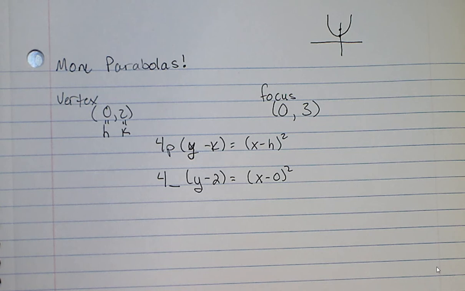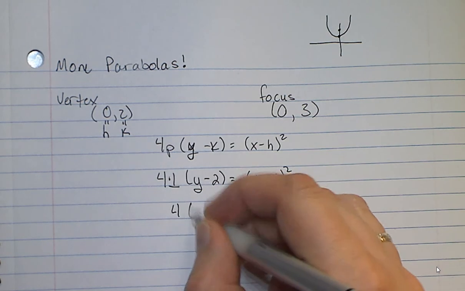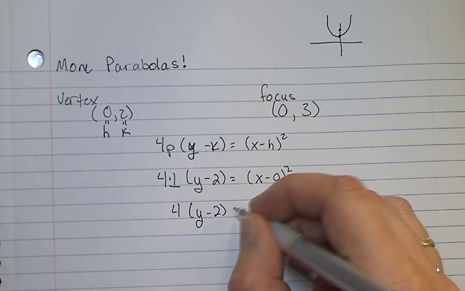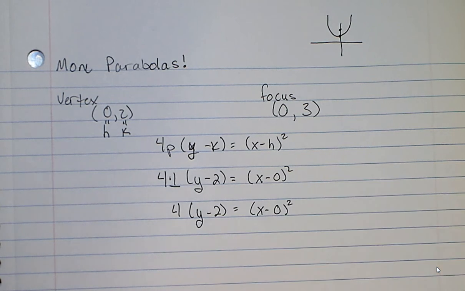The next thing you need to find out is what p is, and p is the distance from the vertex to the focus. So how far is the focus from the vertex? 1. So that means your number right here is 1. So you would just change that to 4 times 1, or just 4, times (y − 2) equal to (x − 0)². And again, I'm leaving it x minus 0. You don't have to do that. I'm just doing it that way to keep it clear where everything's going.